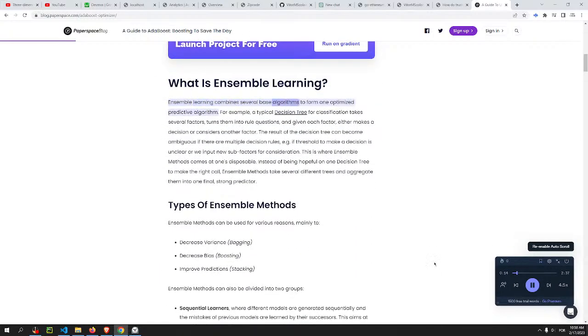What is ensemble learning? Ensemble learning combines several base algorithms to form one optimized predictive algorithm. For example, a typical decision tree for classification takes several factors, turns them into rule questions, and given each factor, either makes a decision or considers another factor. The result of the decision tree can become ambiguous if there are multiple decision rules, e.g. if the threshold to make a decision is unclear or we input new subfactors for consideration.